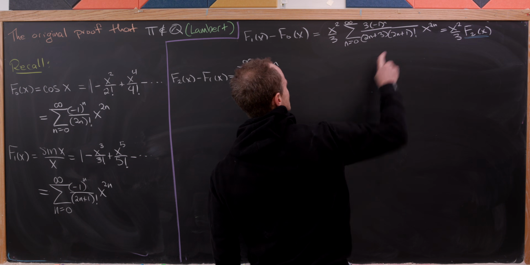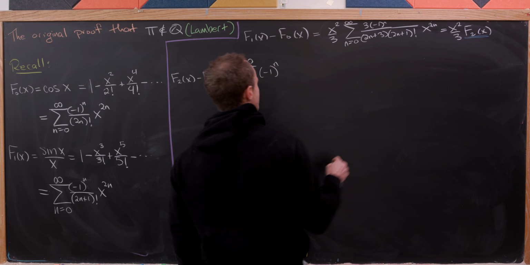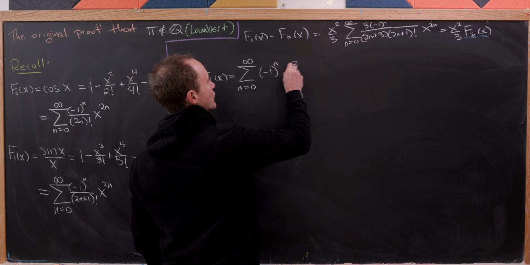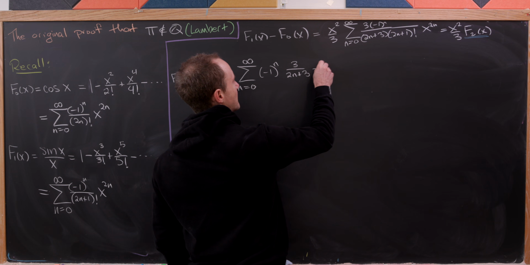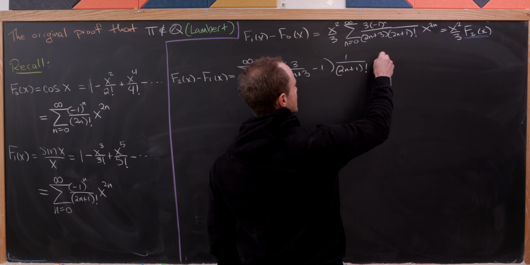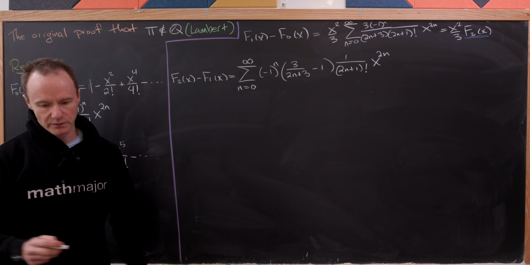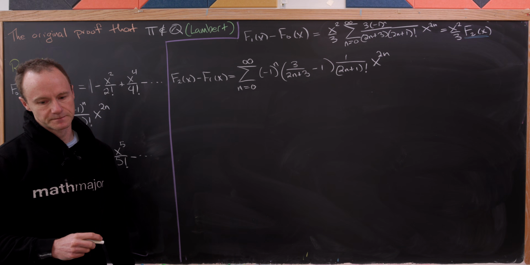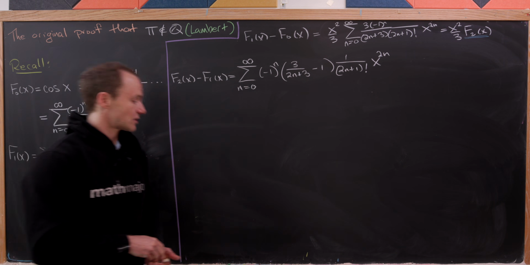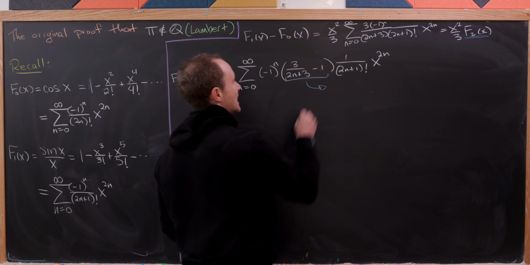Let's observe that we can factor a 2n plus 1 factorial out of the denominator of both of these. So we might as well do that. And I'm going to put that at the end. So that's going to leave me with 3 over 2n plus 3 minus 1 times 1 over 2n plus 1 factorial times x to the 2n. So again, that's from factoring out everything we can factor out from both of those terms.